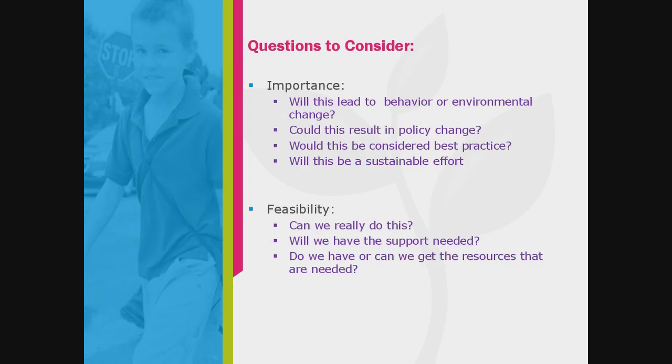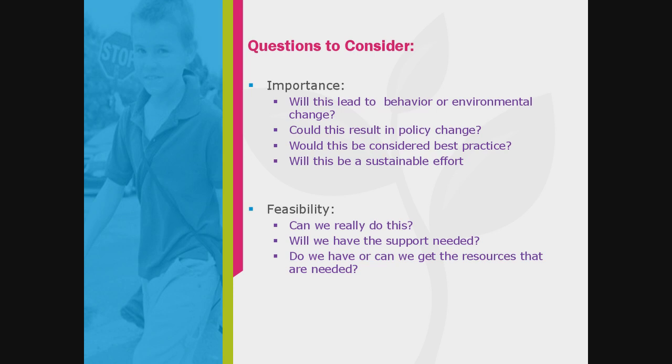So here are some other questions to consider. If your We Thrive team listed out 8 different objectives, and you're trying to narrow it down to 3, these could be some questions that could help. When we look at importance, here are some questions. Will this lead to a behavior or an environmental change? What is the goal of this objective, and will it help the overall health of our community?